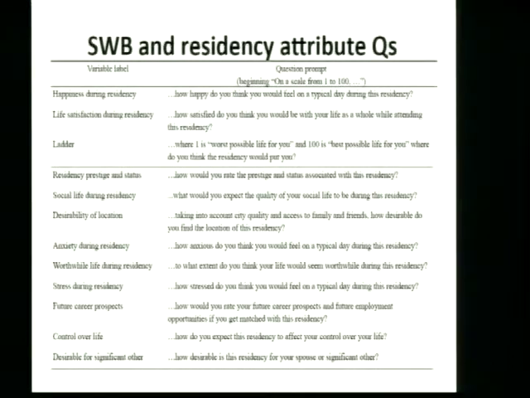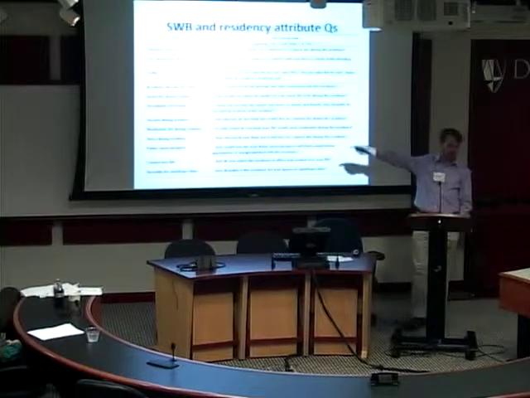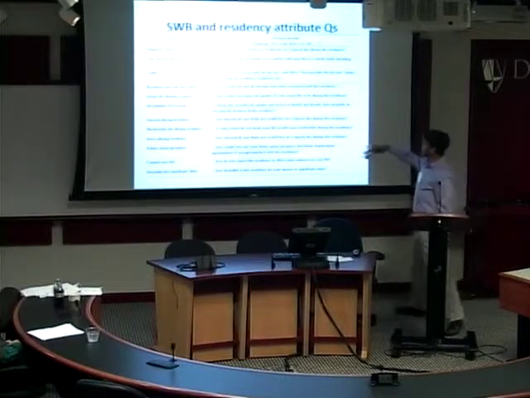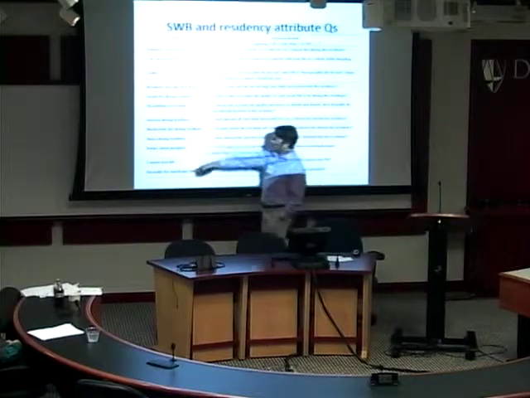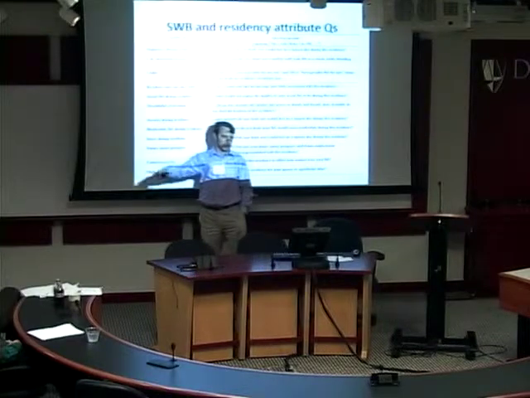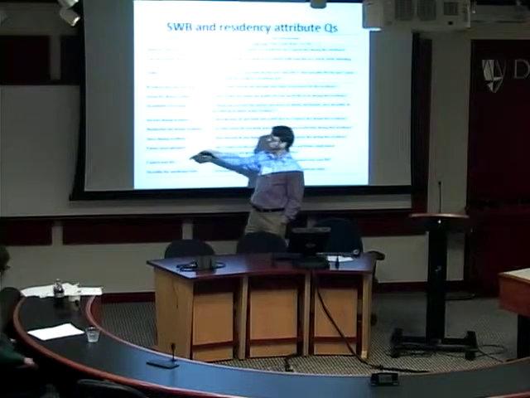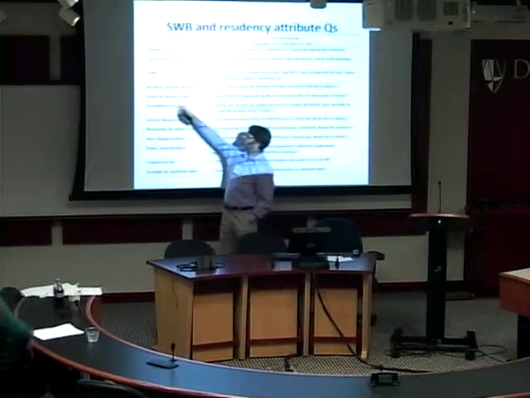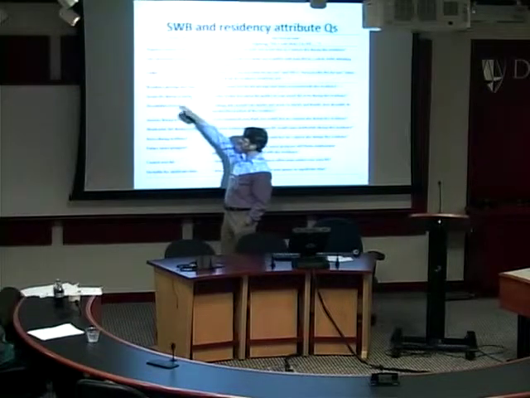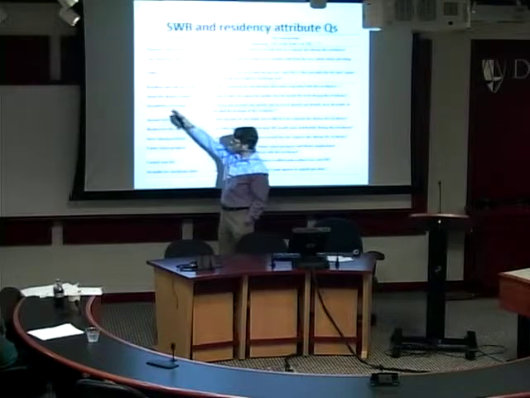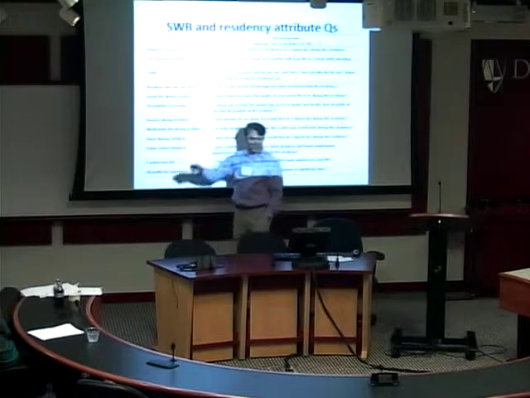So we're going to elicit expected happiness, expected life satisfaction, expected life ladder. And then we're going to ask them also about different features of the residency that, based on conversations with medical students, etc., came up as the most important determinants of this kind of choice. So residency prestige and status, social life during the residency, anxiety, stress, future career prospects, etc.